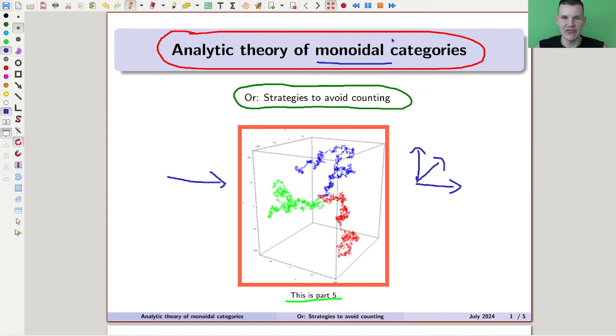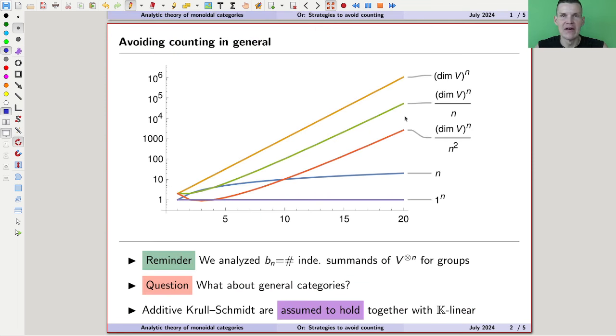So the obvious question is, can we say something about monoidal categories? Rep G is the one I was using here, representations of a group. That's a really nice example of a monoidal category. But can you say something in more generality, about a general monoidal category? The assumptions I have are additive Krull-Schmidt. What does this mean? This essentially means my problem makes sense of decomposing this space.